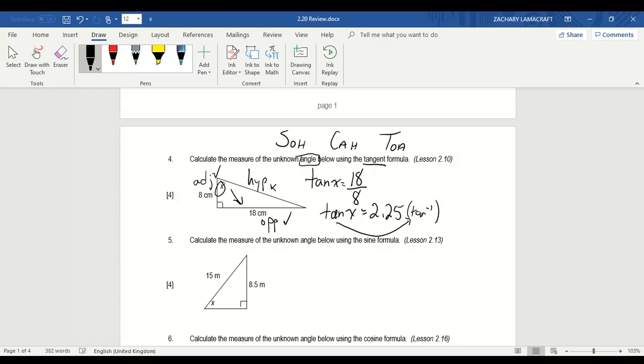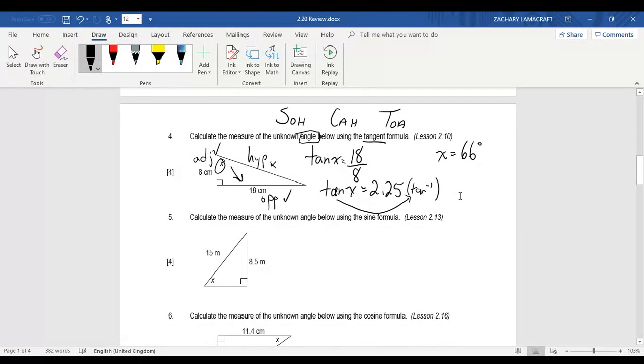So I take 2.25 and I multiply it by tan -1, and I'm going to get X is equal to 66 degrees, because I round to the nearest degree for every angle measurement. Okay.